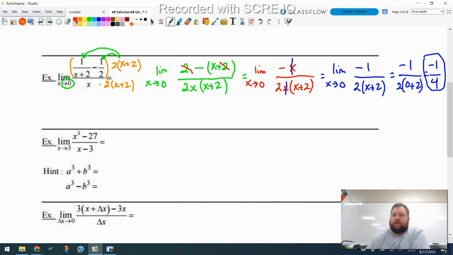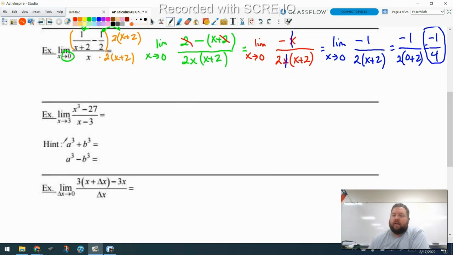All right, our next one, we have a difference of cubes, and they have this hint down here that we need to fill in. So this is how you factor a sum of cubes: a plus b times a squared minus ab plus b squared. And then a difference of cubes is very similar. It's a minus b times a squared plus ab plus b squared.